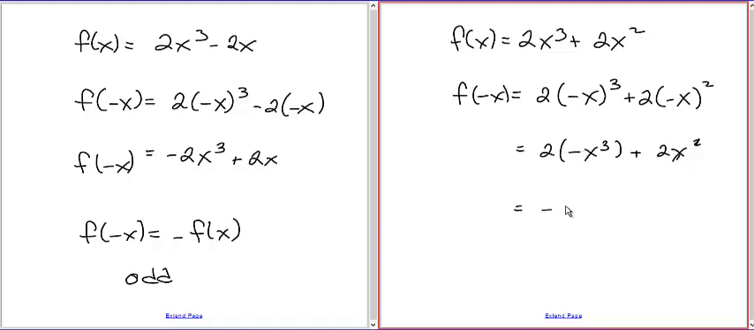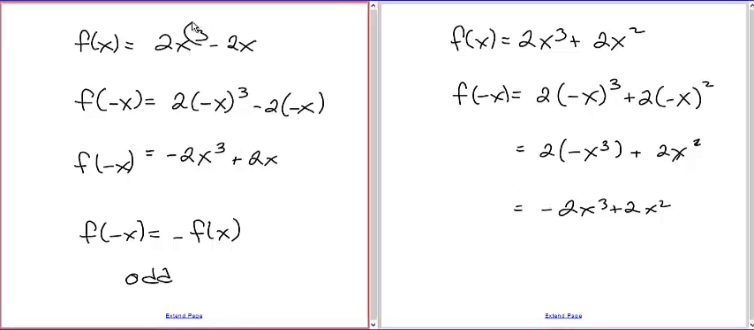So finally, you'll get negative 2x cubed plus 2x squared. So f of negative x is not equal to f of x, and it's not equal to negative f of x. So you have to have odd exponents everywhere for it to be odd. But the best way to do it is to evaluate this. You already know what f of x is. Put in negative x into the equation. If f of x equals f of negative x, then it's even. If f of negative x equals negative f of x, then it's odd.